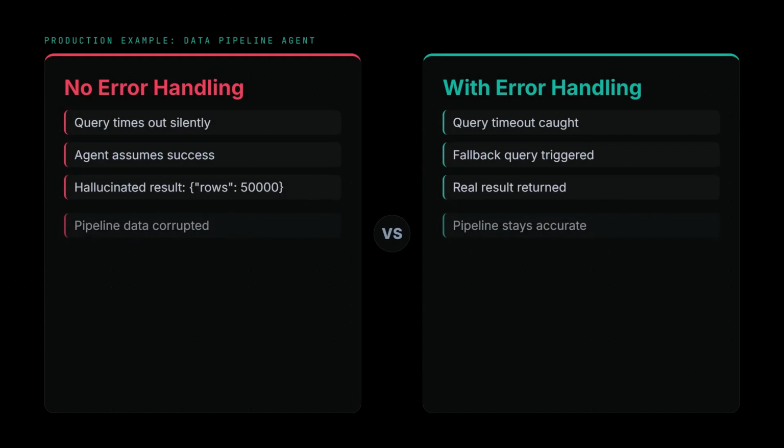Here's a concrete example from production. A data pipeline agent needs to validate data quality. It calls a SQL query to count rows by status. The query times out. Without error handling, the agent hallucinated that it got results and kept going, corrupting the pipeline. With error handling, it caught the timeout, switched to a simpler query, and used that.